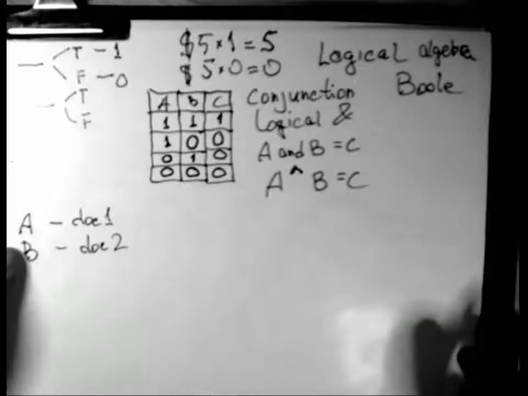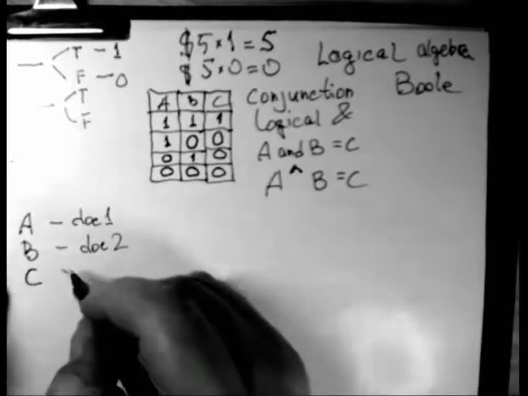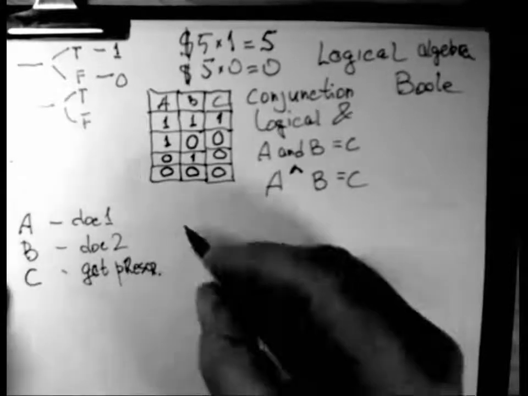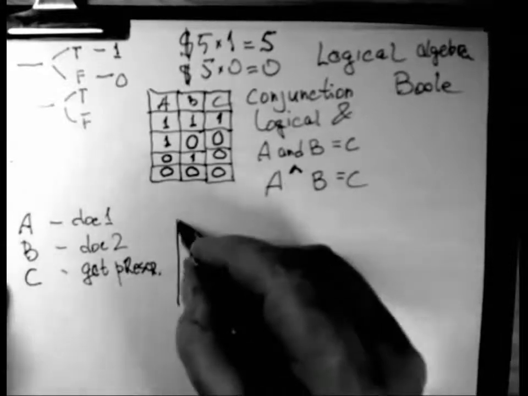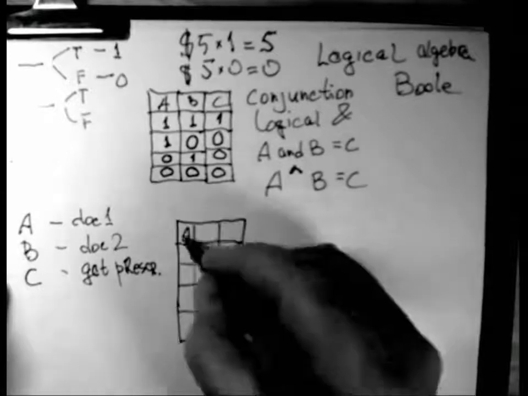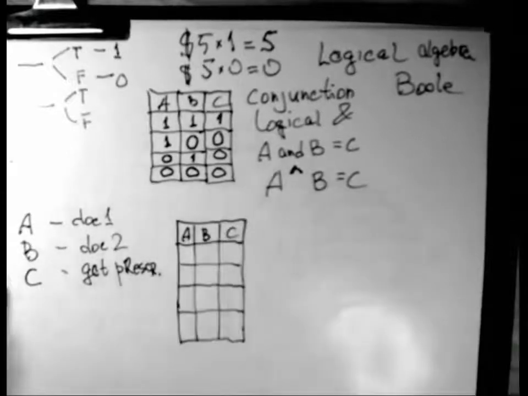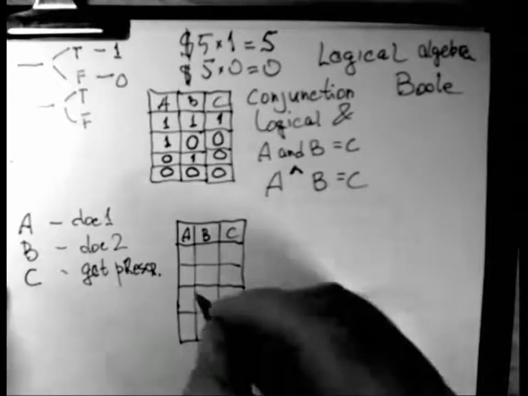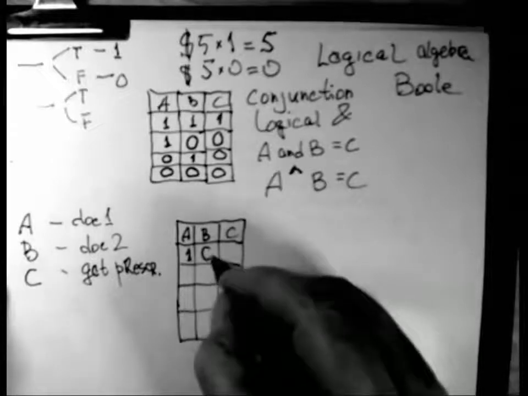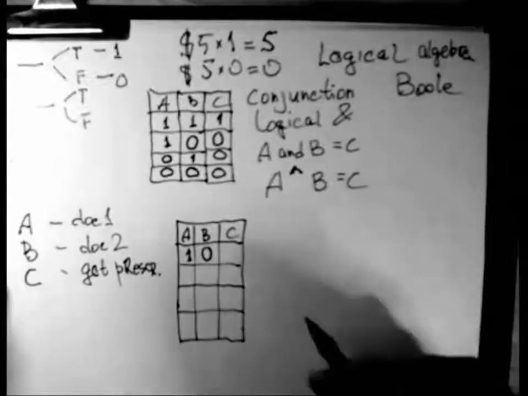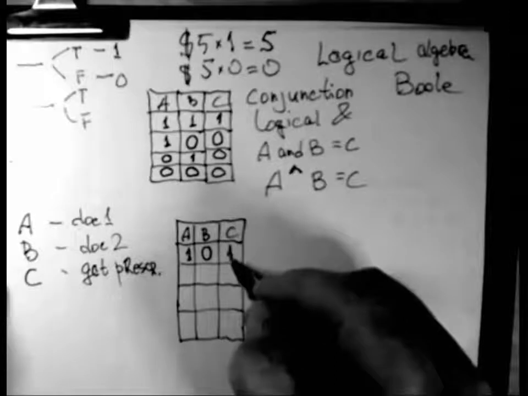So I can go to doctor 1 or doctor 2, and C is get prescription. So folks, let's make the same table as we did for that: A, B, C. If I go to doctor 1 and didn't go to doctor 2, will I get my prescription? Definitely, the doctor will give it to me.